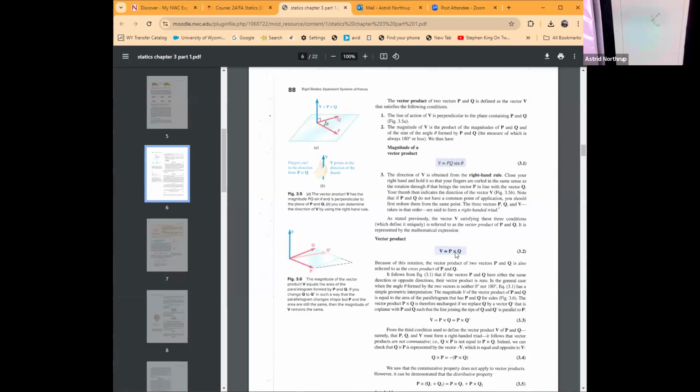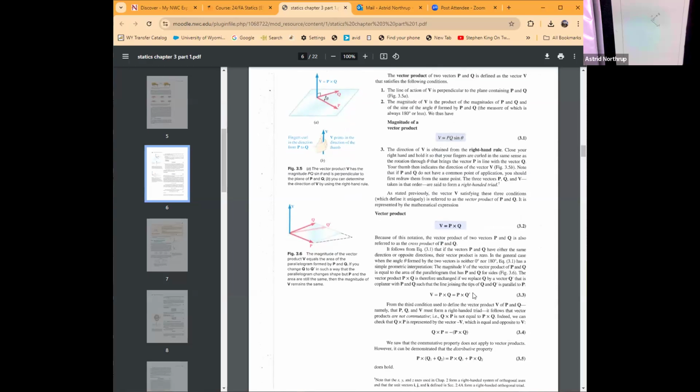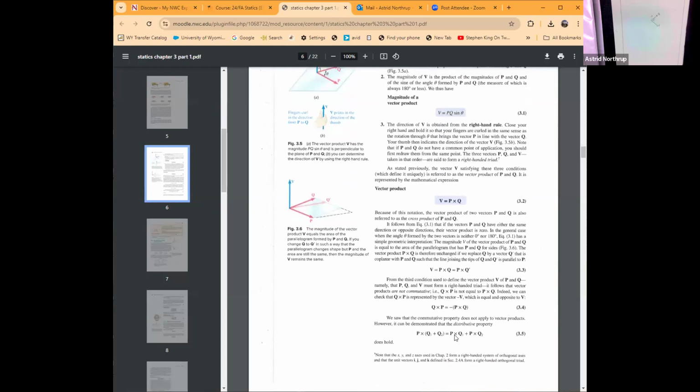Okay, so we know with regular, just scalar numbers, 3 times 2 equals 2 times 3. Vectors, not so much. So the magnitude will be the same, but the direction will be 180 degrees opposite. They're both still perpendicular to that plane, but one of them is going to be this way and one of them is going to be this way. So this is just a little bit of vector math. It talks about that Q cross P is equal to negative P cross Q.